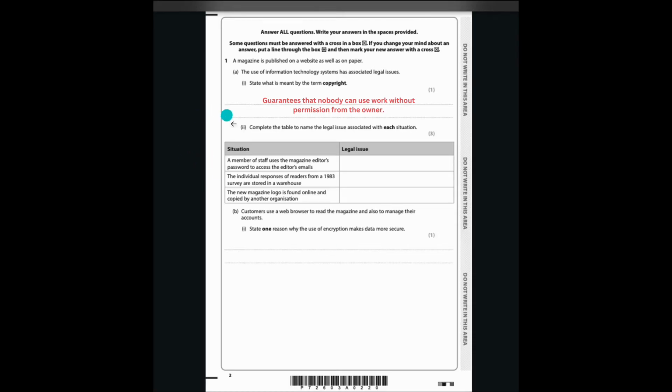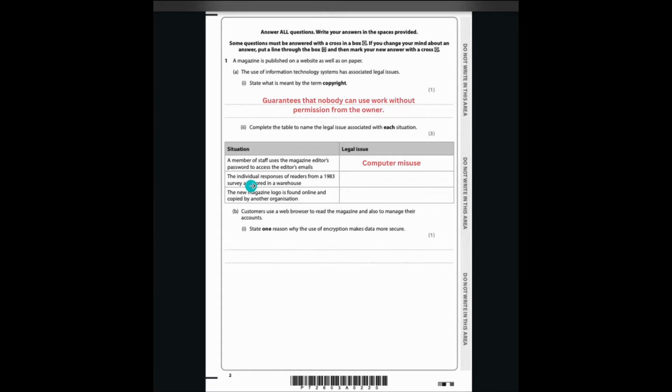Complete the table to name the legal issue associated with each situation. So number one situation is a member of staff uses the magazine editor's password to access the editor's email. So when someone is trying to access the editor's email without their permission, that means it is a misuse, right? So this one is actually an example of computer misuse.